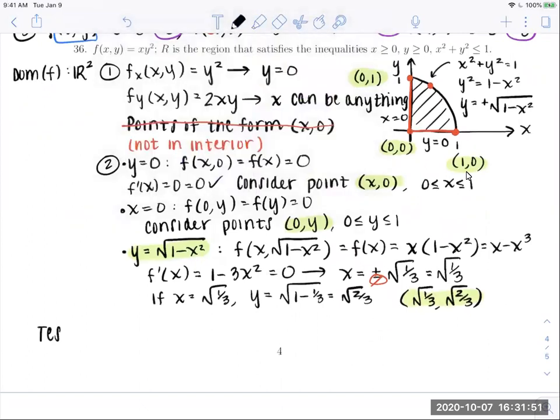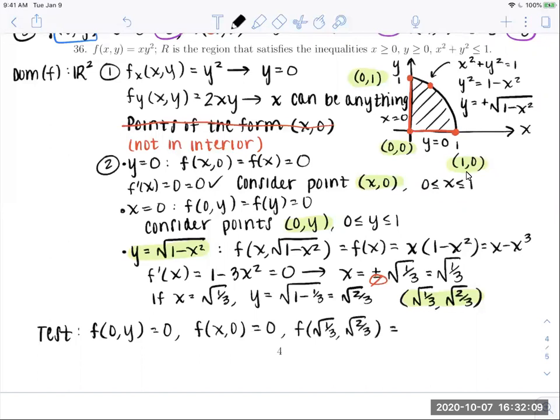So here's our test. F of (0, y) is 0. F of (x, 0) is 0. F of root 1/3, root 2/3. What's that one? That's going to be root 1/3 times 2/3. And so you can just write this as 2 over 3 root 3. If you want to rationalize that, you most certainly can. That's up to you. And so here we have it. Here are the z values: 0, 0, and 2 over 3 root 3.